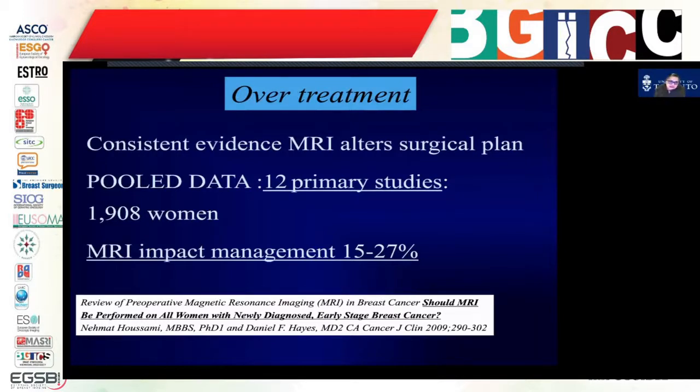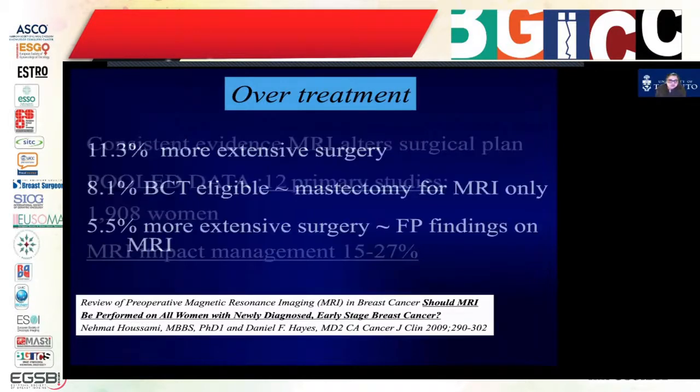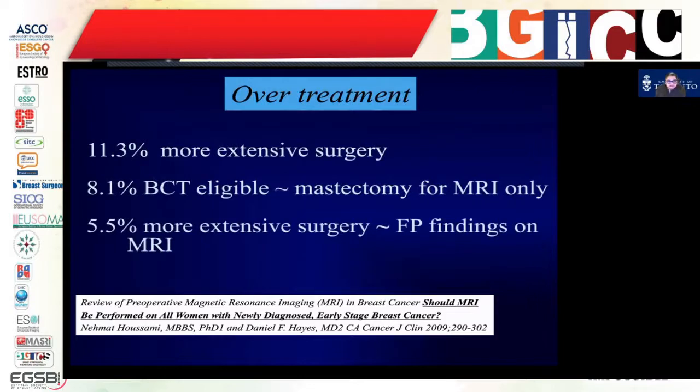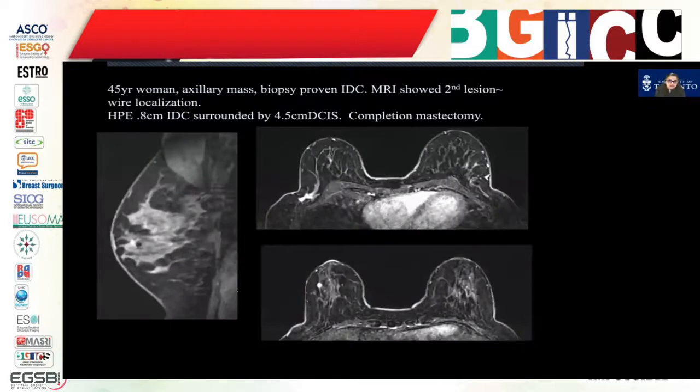And what they showed is that using MRI in preoperative staging led to a change in management in 15 to 27% of cases, in the sense that about 11% of women had more extensive surgery. Some women who were eligible for breast conservation treatment decided to just go ahead with mastectomy because of the MRI findings, and about 5 to 6% had more extensive surgery for false positive findings. So there were a lot of false positives that led to overtreatment.